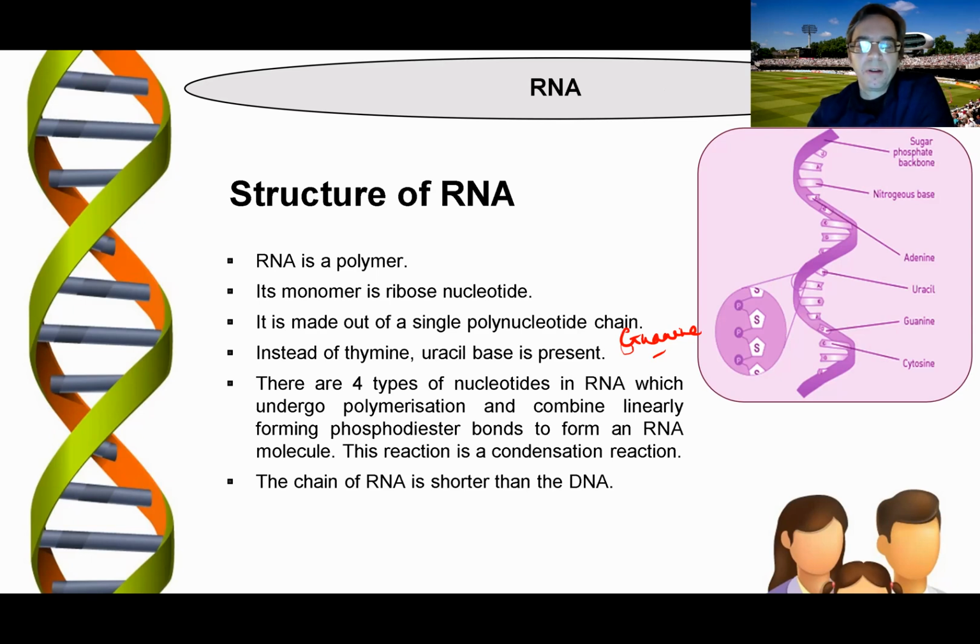So there are 4 types of nucleotides in RNA which undergo polymerization, and these combine forming phosphodiester bonds to form an RNA molecule. And exactly the same, it's called a condensation reaction.